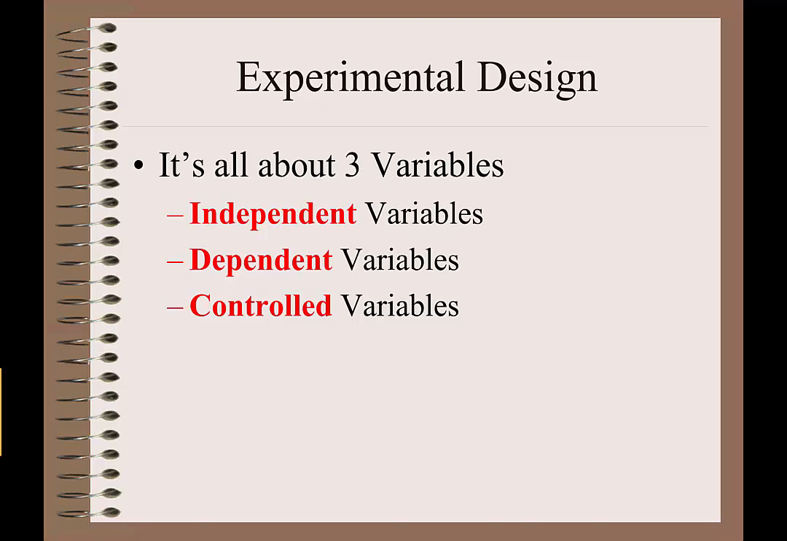Experimental design involves being knowledgeable about three different variables: the independent variable, the dependent variable, and the controlled variable. So let's look at those in a little more detail.